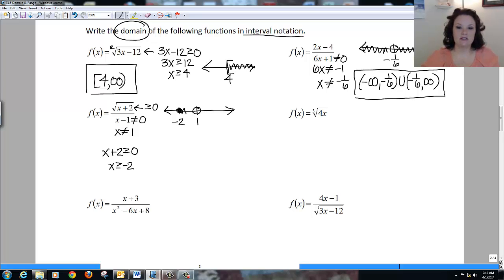And if it's greater than, that means I'm shading to the right. So I'm going to start shading to the right, and I encounter 1. Remember, 1 cannot be included because it makes the denominator 0. So I'm going to hop over to the other side of 1 and keep shading. In interval notation, the furthest to the left I can go is negative 2, and then as I travel to the right, I can only go up to 1, where I have to take out 1 with a parenthesis, and then on the other side of 1, I can go on out to infinity.